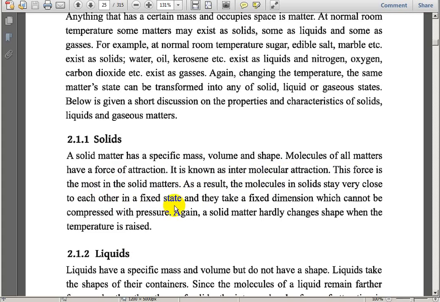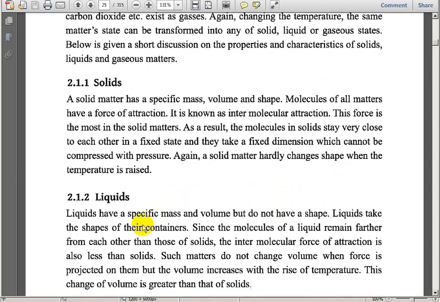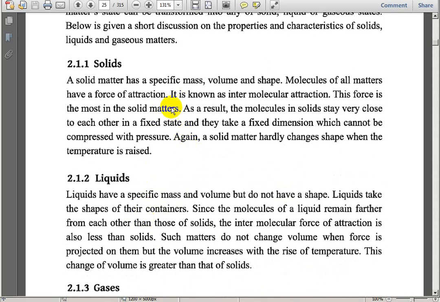For these reasons, the particles of a solid are very close to each other, and they have a fixed state and a fixed dimension, which cannot be compressed with pressure. Now, liquid. This question may come as an objective multiple choice question.